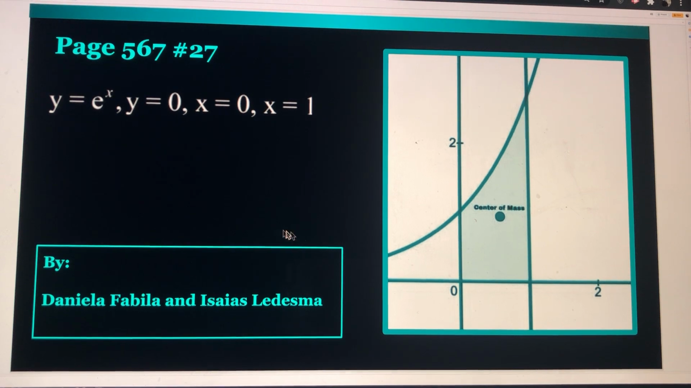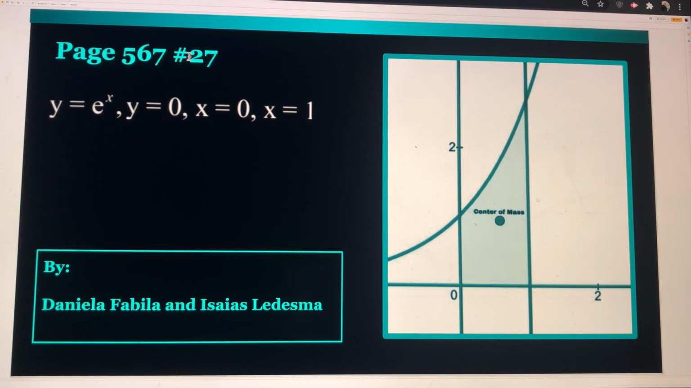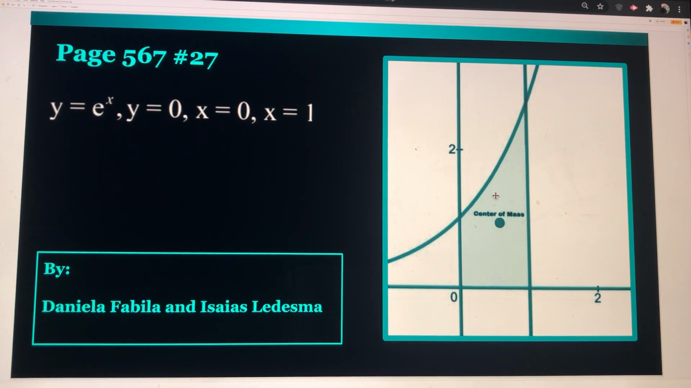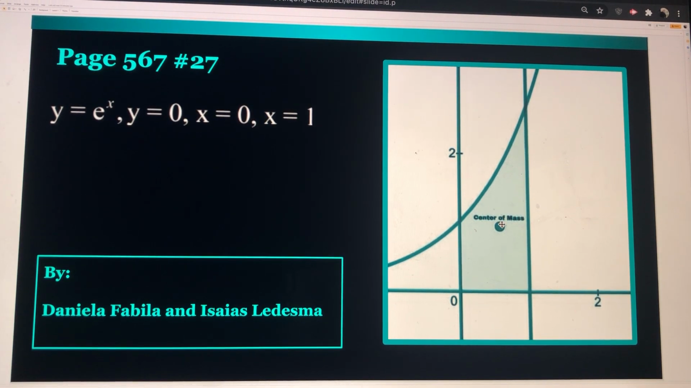So the problem we decided to do is number 27 of page 567. Right here we've got 4 lines. When we plot all these lines, we can draw the shape that's inside of this. And in this shape, we think the center of mass is right here.